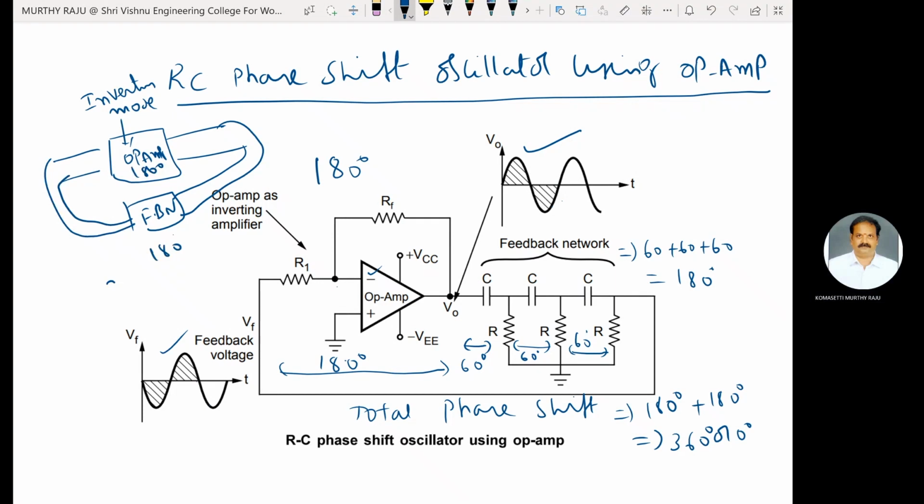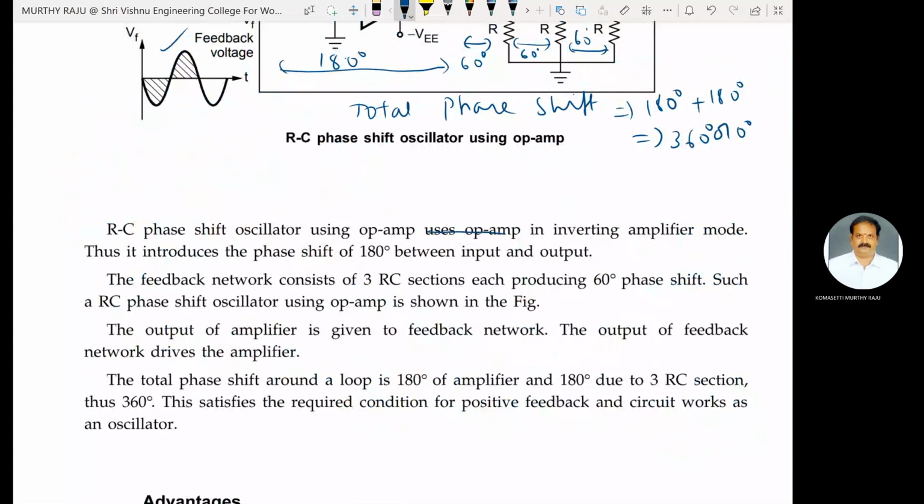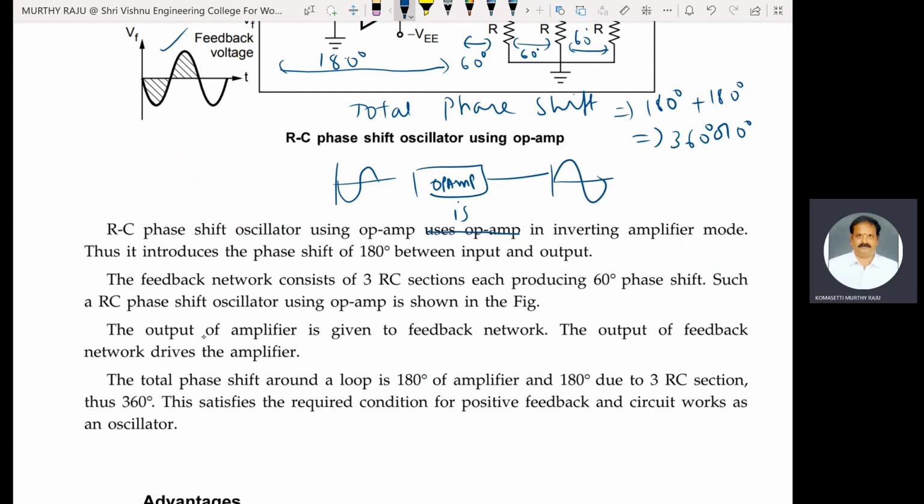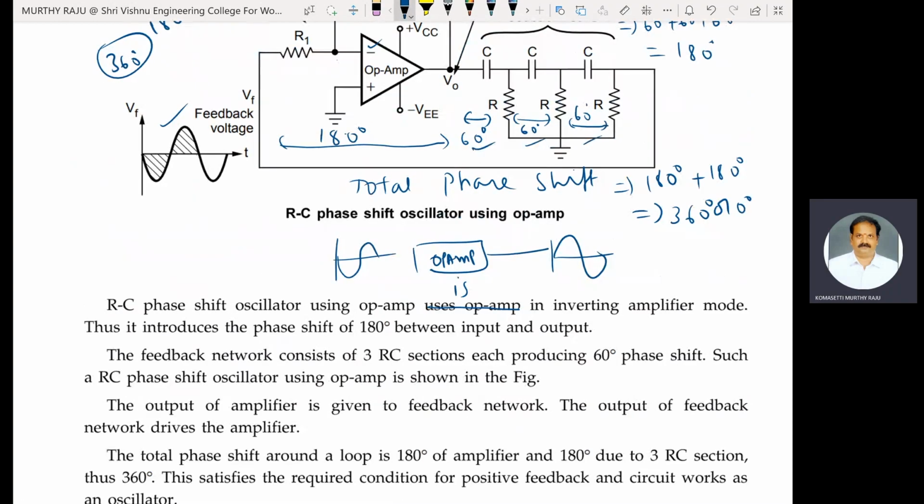Coming to the points. RC phase shift oscillator using Opamp is in inverting amplifier mode. Thus, it introduces the phase shift of 180 degrees between the input and output. This one signal is this one, Opamp inverting mode, 180 degrees. The feedback network consists of three RC sections. Each RC section introduces 60 degrees phase shift, already explained here.